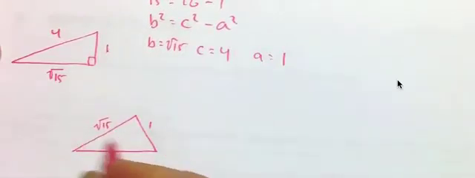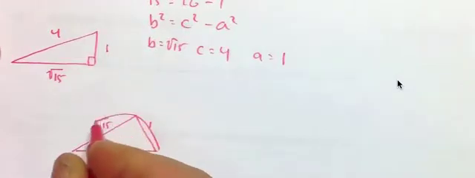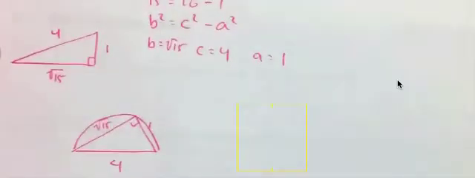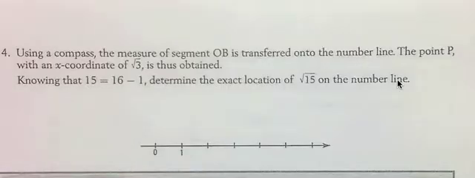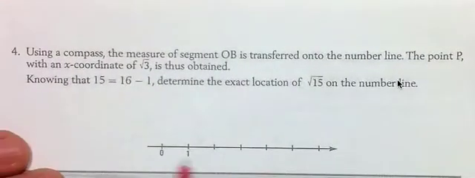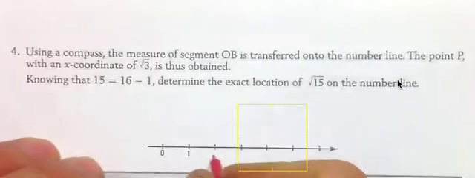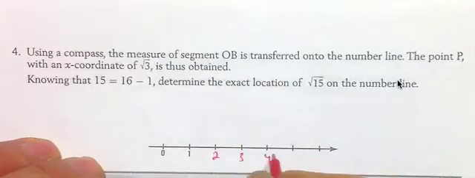So we're going to be using the theorem of Thales, which says that if you have a triangle inscribed in a semicircle, it's always right angled. Okay, so we're going to make our semicircle here, and the 4 is going to be inscribed on that. So 0, 1, 2, 3, 4.